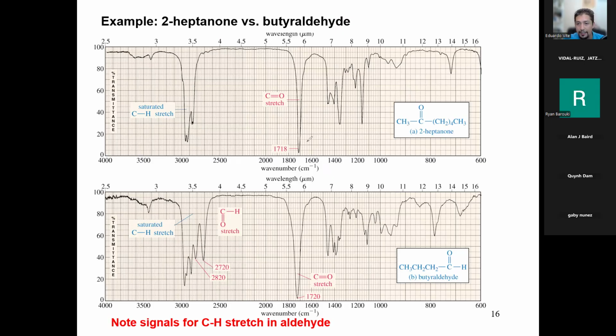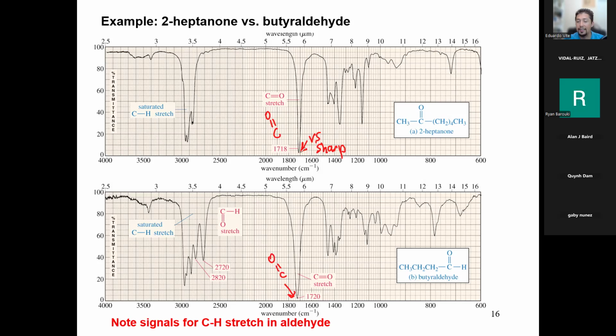So look, this very strong, sharp, intense signal is your carbonyl stretch right here. This is your carbon oxygen stretch. Look at the one below, butyraldehyde. That one's a different functional group, but it has a carbonyl. It's at 1720, right there. This is your carbon double bonded oxygen right there.